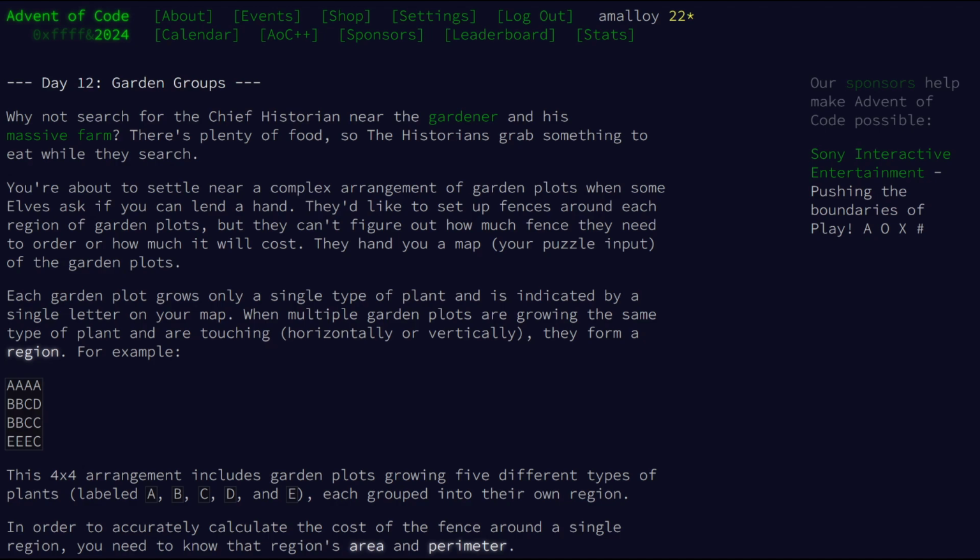That's all I know. They hand you a map of the garden plots. Each garden plot grows only a single type of plant and is indicated by a single letter on your map. When multiple garden plots are growing the same type of plant and are touching, horizontally or vertically, they form a region. Okay, so a plot is like a cell, I guess. Like this is a plot, and these four B's together are a region. This A is a plot, these four A's are the region.